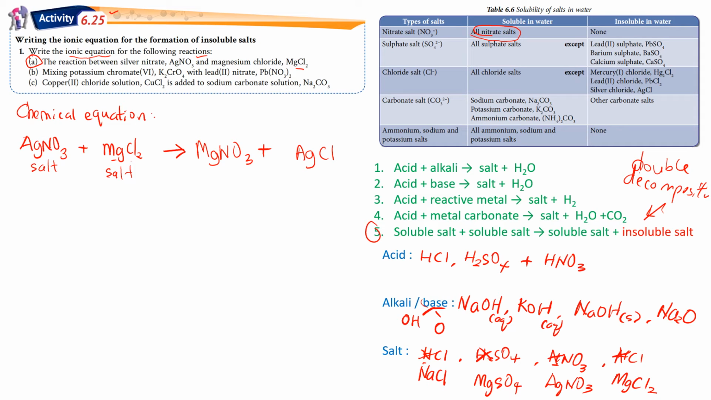So we look at the formula. Magnesium nitrate: magnesium is Mg2+, nitrate is NO3 minus charge. The ratio is 1 to 2. So you have 1 magnesium but 2 nitrate, so you have to put a bracket with 2, because NO3 consists of more than one element. The charge is already cancelled here, so the correct formula should be Mg(NO3)2.